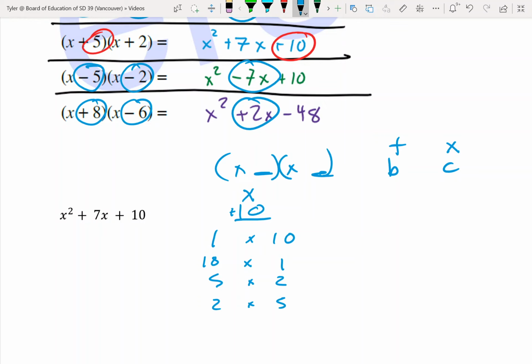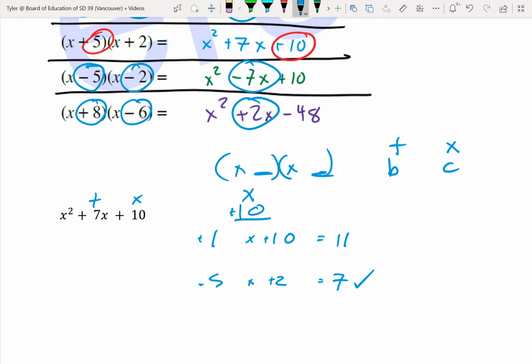Now, these are all positives, so we can write like pluses for all of them. And then what I'm going to say is the order doesn't really matter, so we don't have to write that. That's really all there is. Okay? So, we now need to pick from these two pairs which ones add to create the 7. So if I have 1 plus 10, that's going to give me 11. And I have 5 plus 2, that's going to give me 7. So this one is correct because it gave me the number that I was looking for.